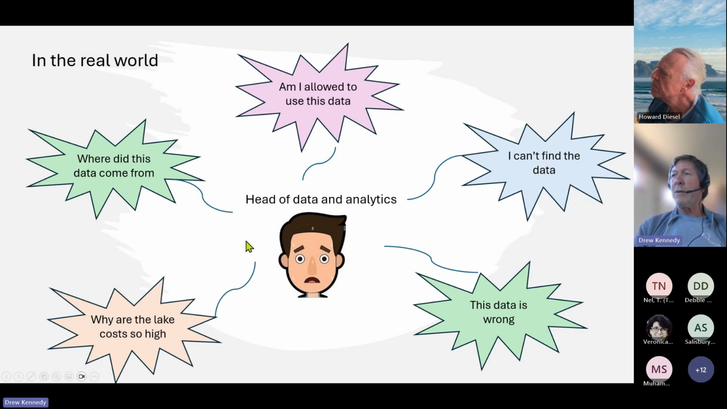Why are the costs so high? Where can I find the data? Where did it come from? Why is it wrong? How are you going to fix it? I mean, the other ones would be, where's it going to? Whatever. So these are all real world questions.